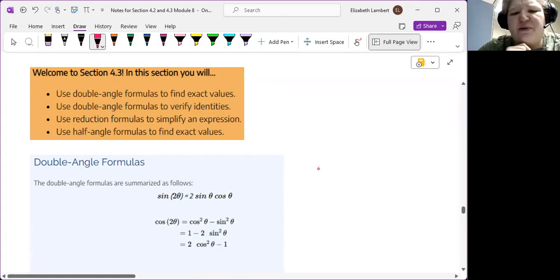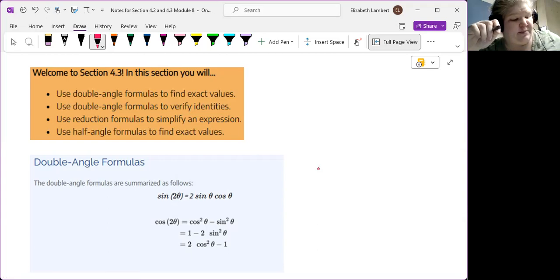The double angle formulas actually do get a lot more use than the sum and difference, although we get the double angles from the sum and difference, because if you just change it from alpha and beta to just theta and theta, these are the formulas you're going to get. So sine 2 theta is 2 sine theta cosine theta.